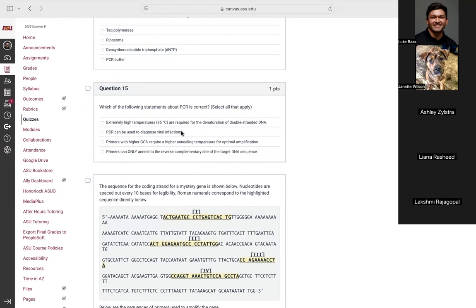Yes, the second one you said is correct. And then there's also a third correct answer here. I'll say that this answer here that says primers can only anneal to the reverse complementary site of the target DNA sequence.